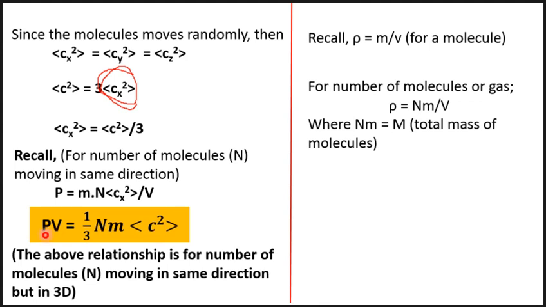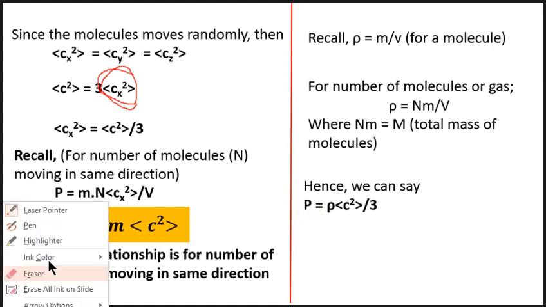But since v is common on both sides, v will cancel v, and that will end up giving me this. So that will be p equals rho, then the mean square velocity all divided by 3. The v has cancelled out since there's going to be v on both sides.